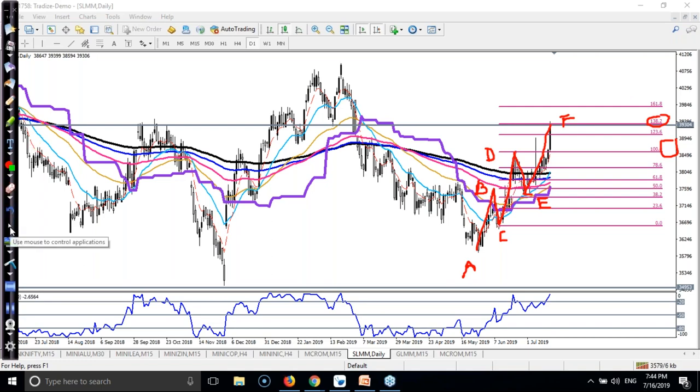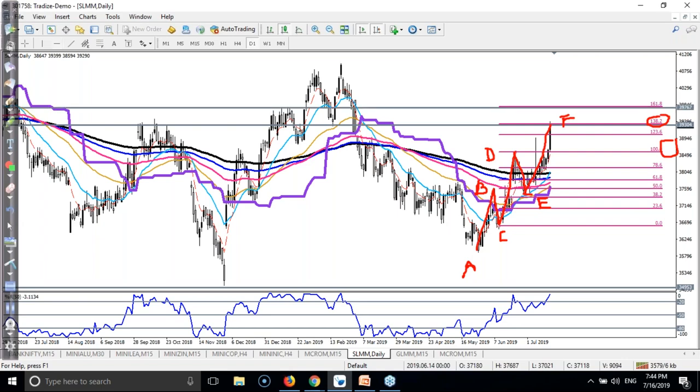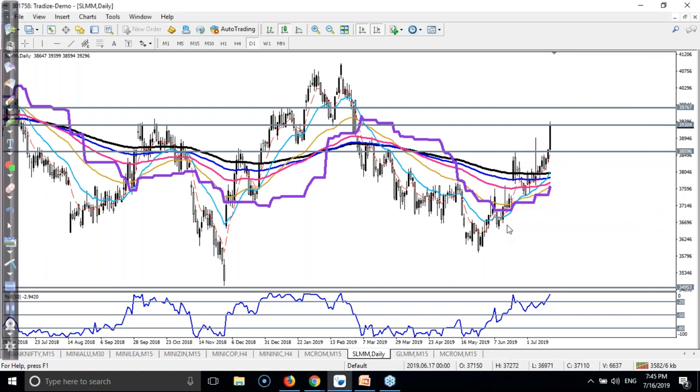Let me draw another horizontal line as a resistance. I just connect this area. So when I connect 161%, what happened? Here you can see this was a resistance, here was a resistance. So automatically they form a resistance line. So we'll trade in this range. Next, we want to connect another supporting line. I want to connect this 100%, acting as a support right now. And let me remove everything. Now it's clear. So we have seen our trading range.